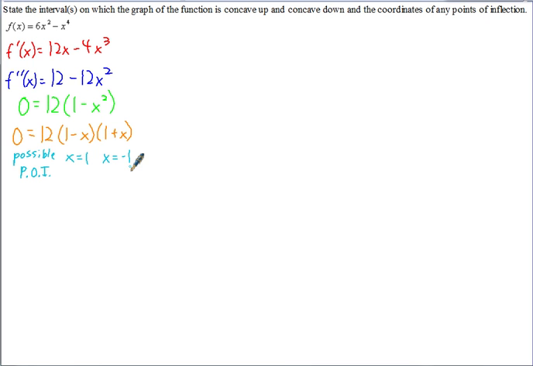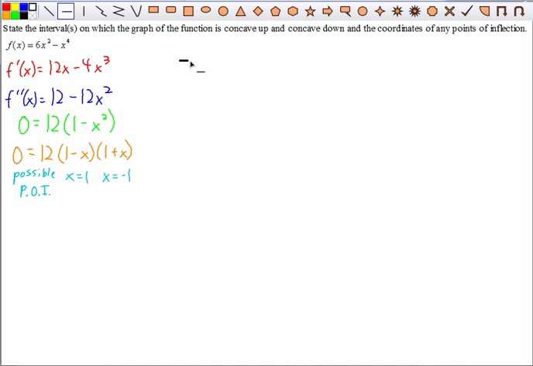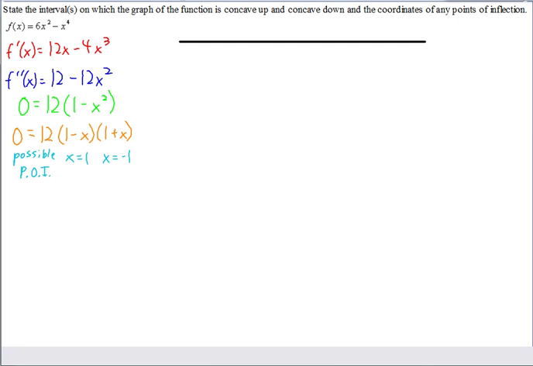Just like our critical numbers are possible places where you have relative extrema, but until we draw our number line, we don't actually know if they actually are points of inflection. So the next step is to draw your number line. But this time, we're going to label it f double prime of x. So we're testing into the second derivative here. And we've got negative 1 and positive 1. And both of these made the second derivative equal to 0.